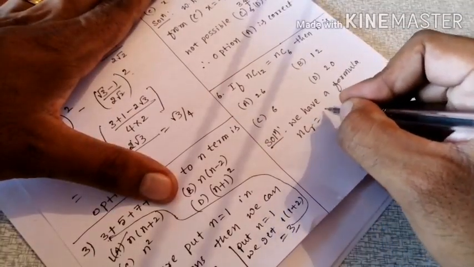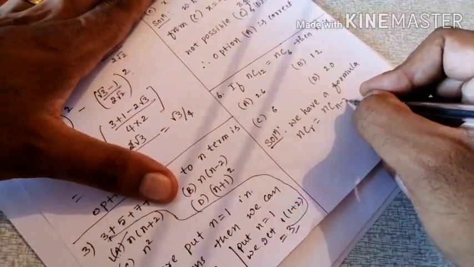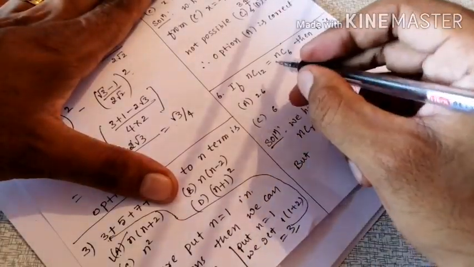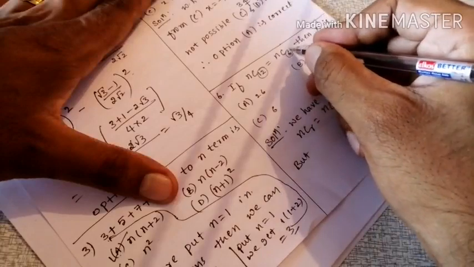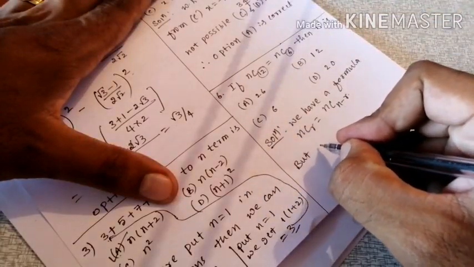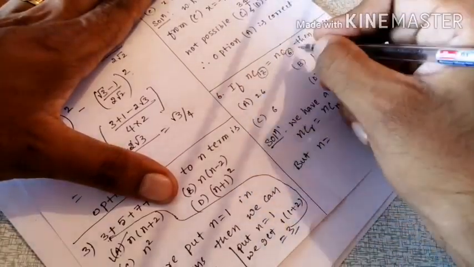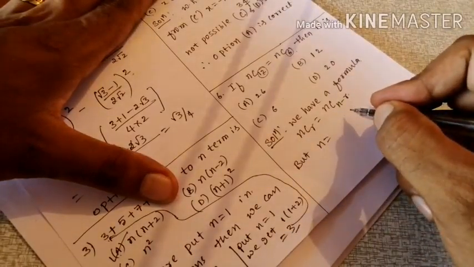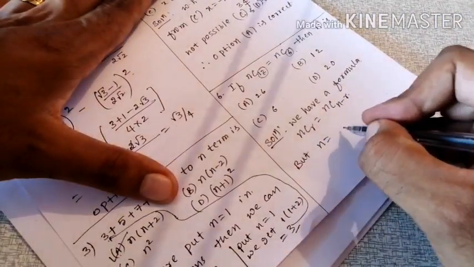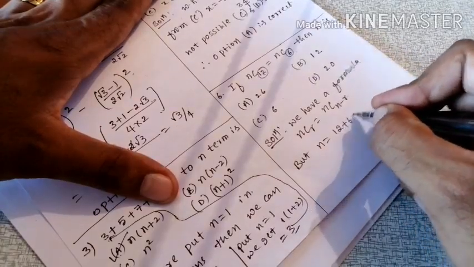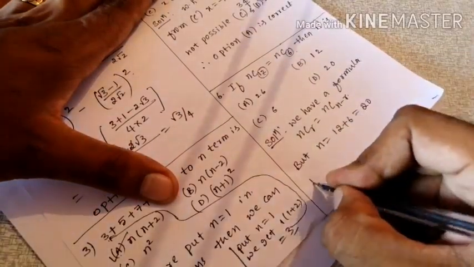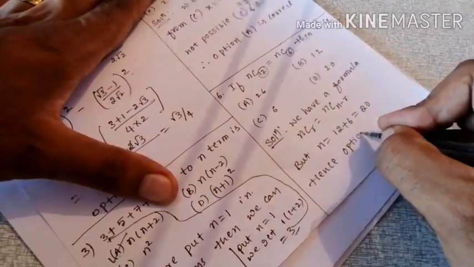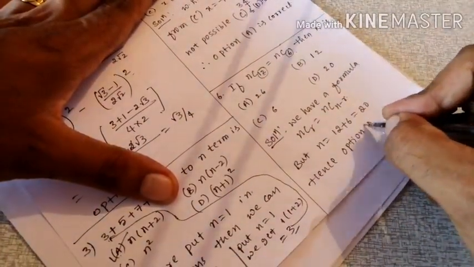nCr is equal to nC(n minus r). But easily we can understand. Keep it in mind. Adding these two will give the n value. For getting the n value, just add r1 plus r2, that is 12 plus 6, which is equal to 20. Hence option C, option D is correct.